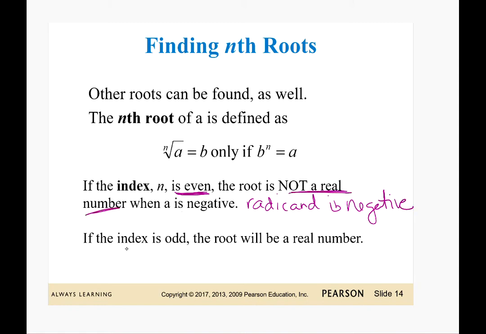But if the index is odd, that's a totally different story. Cubes, right? Cubes could be positive or negative, so that will always be a real number. It's not going to be some weird imaginary thing. And like I said, we will talk about what happens when those radicands are negative and they have an even index at the end of the chapter.